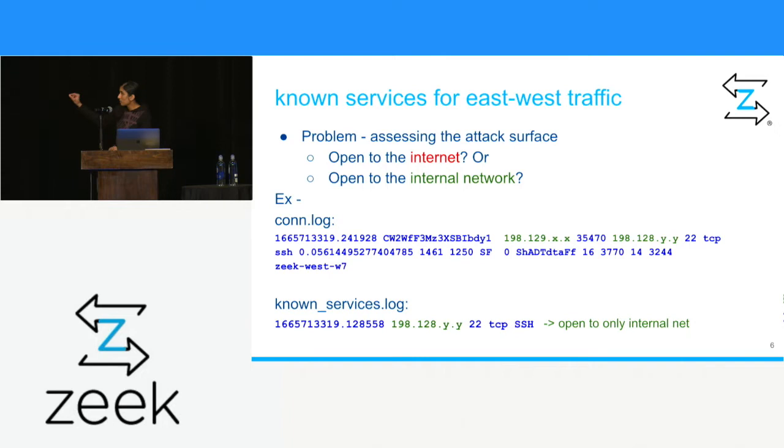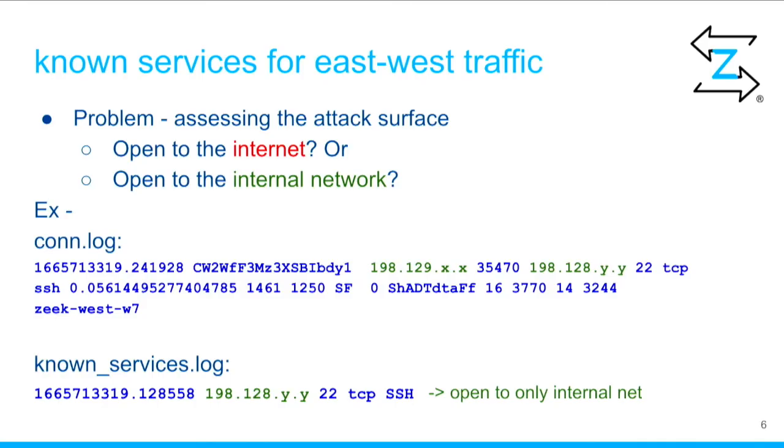Here I'm showing you just an example. The first conn.log entry is pretty much production traffic. You can see the first IP and the second IP, the source IP and the response IP, both belong to our network, and they belong to different VLANs. Of course that traffic is captured by Zeek. It is logging into the conn.log file, and then it is also reporting it in the known_services.log file, that it has seen that server IP responding on port 22.